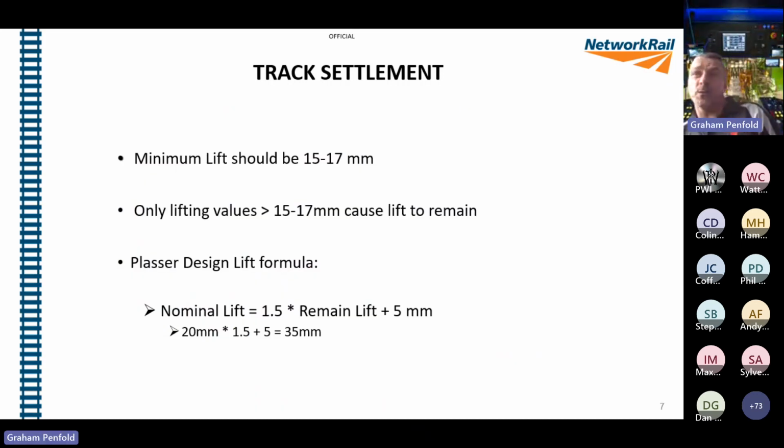So if you're putting a 20 mil lift on the track and use that formula, you'd be looking at something like a 35 mil lift to compensate for settlement. So those graphs are saying the minimum lift should be 15 or 17 mil, because only then are you really going to get outweighed by settlement. And if you want to compensate for settlement, you need to apply bigger lifts, hence design overlift.